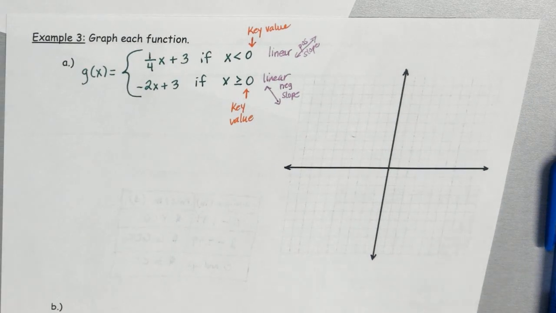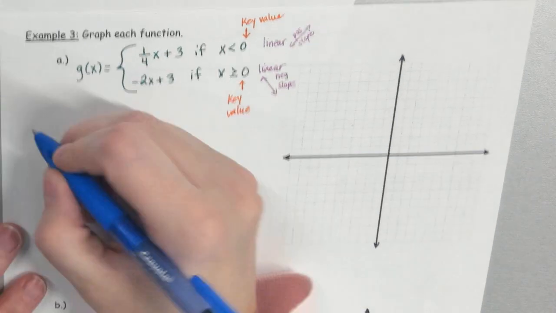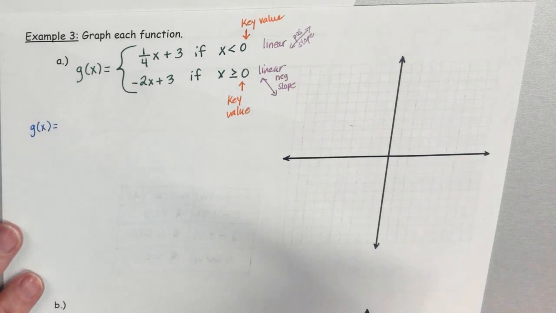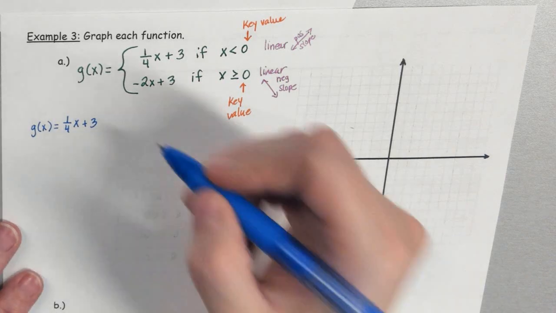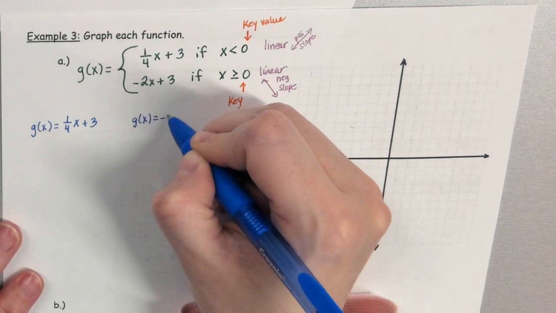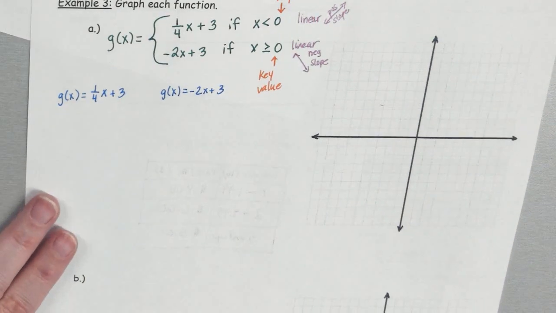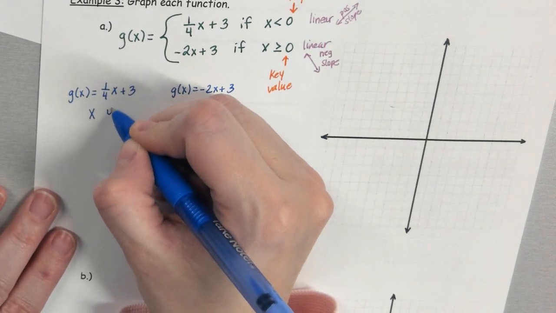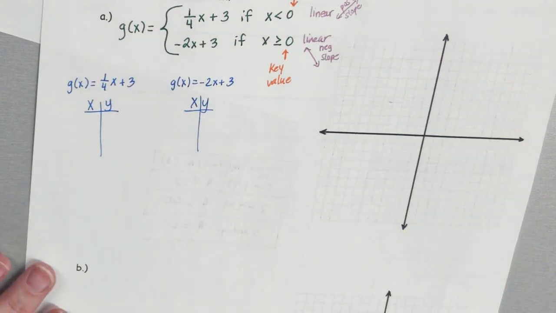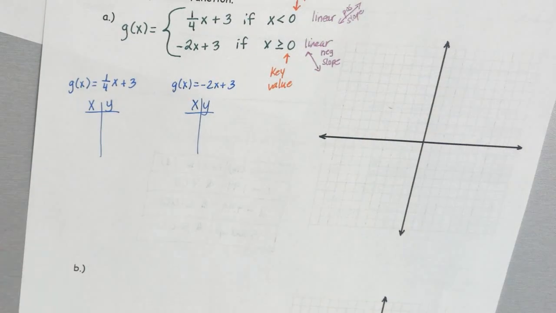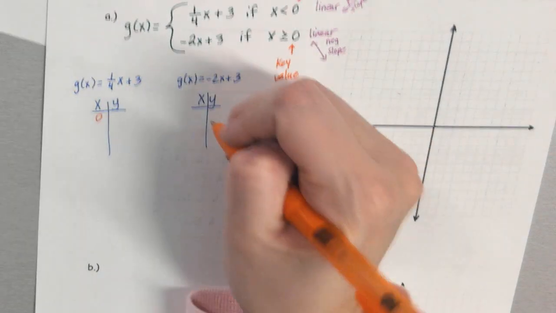So what I do is I make a mini table for each one. So I'm going to make a mini table for g of x equals 1/4 x plus 3. And then we're going to do another mini table for g of x equals negative 2x plus 3. And we're using mental math, so we're going to keep some of those strategies in mind. This is what I mean by a mini table. We'll talk about different strategies you can use as well. So the key value has to be in both. So 0 has to be in both.